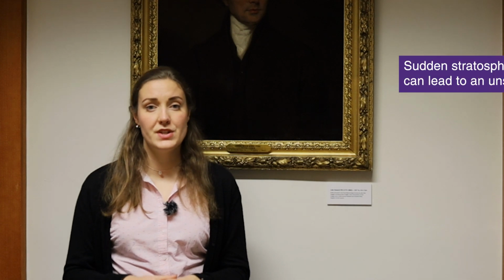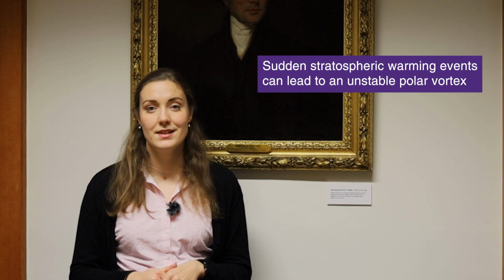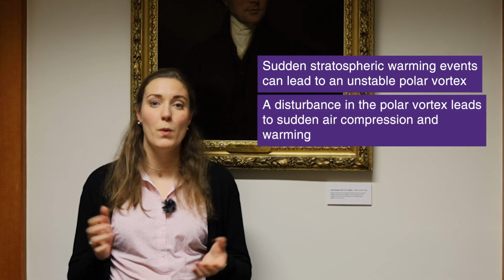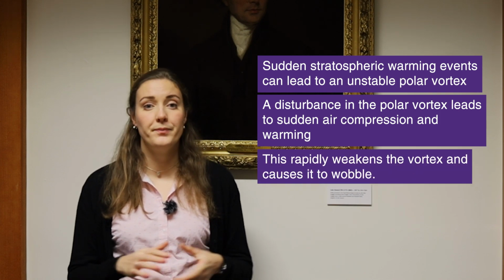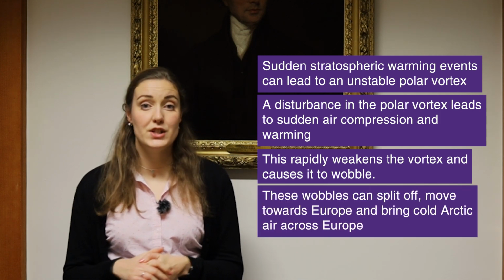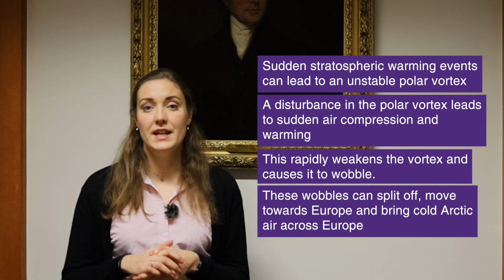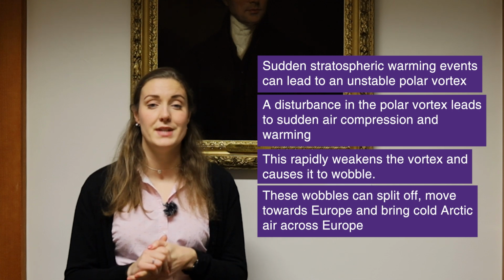A so-called sudden stratospheric warming event can lead to such an unstable polar vortex. A disturbance in the polar vortex leads to a sudden compression and warming. It rapidly weakens the polar vortex and causes it to wobble. If these wobbles split off, they can make their way towards Europe and bring cold Arctic air across Europe. The 2019-2020 Northern Hemisphere winter was an example of a very stable polar vortex.